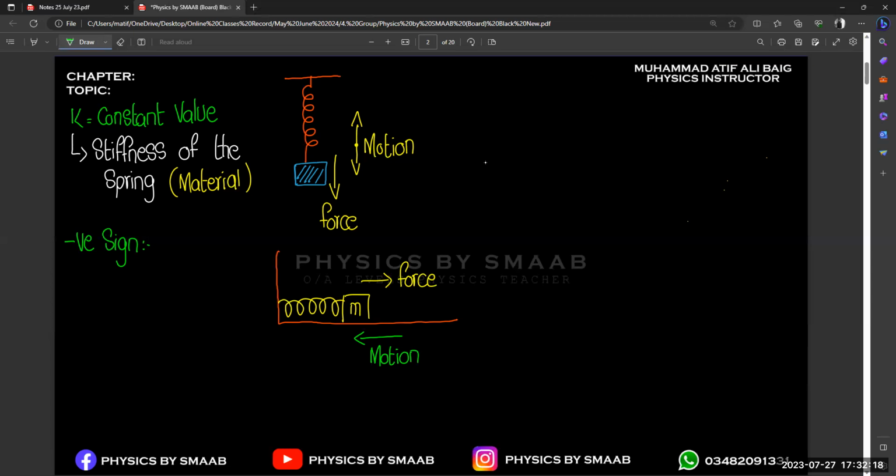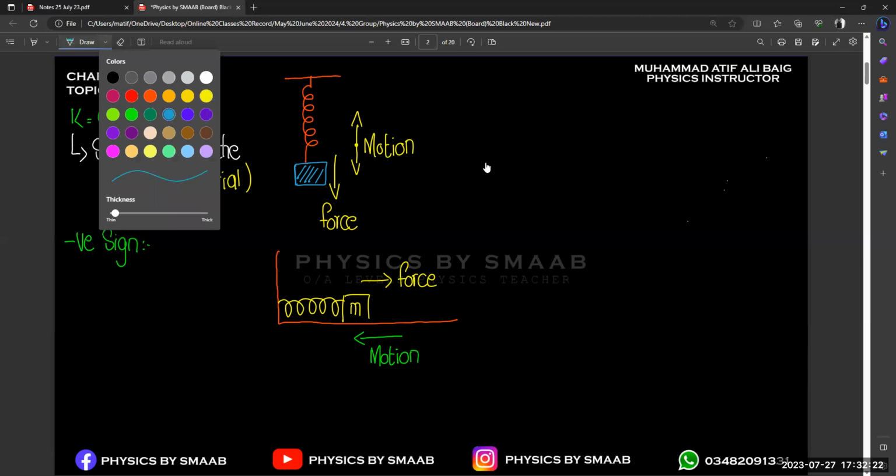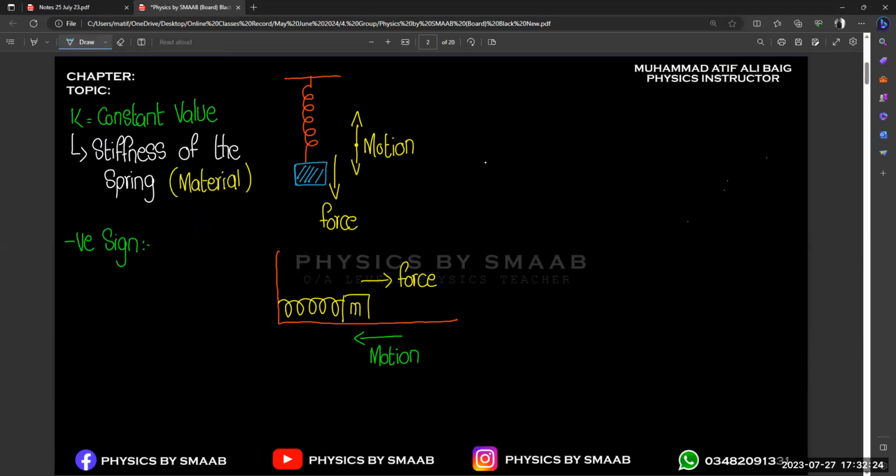So the negative sign, in simple words, shows you the concept of restoring force. Restoring force means that because there is elasticity in the spring, the spring will always try to retain its original position, original state, or original shape. So that's why the spring always moves in the opposite direction.